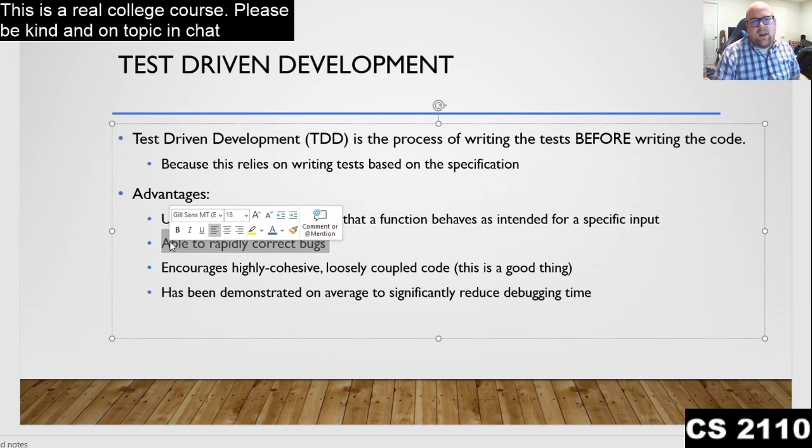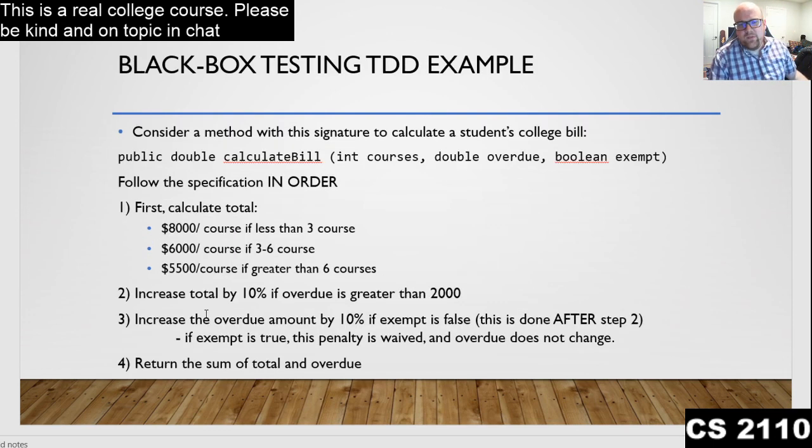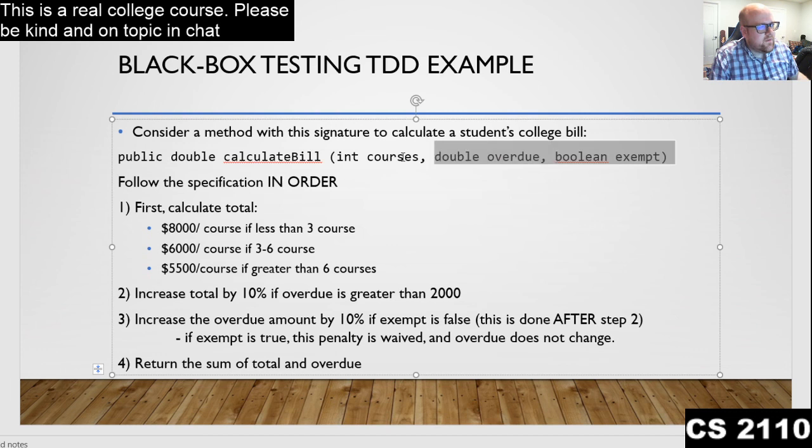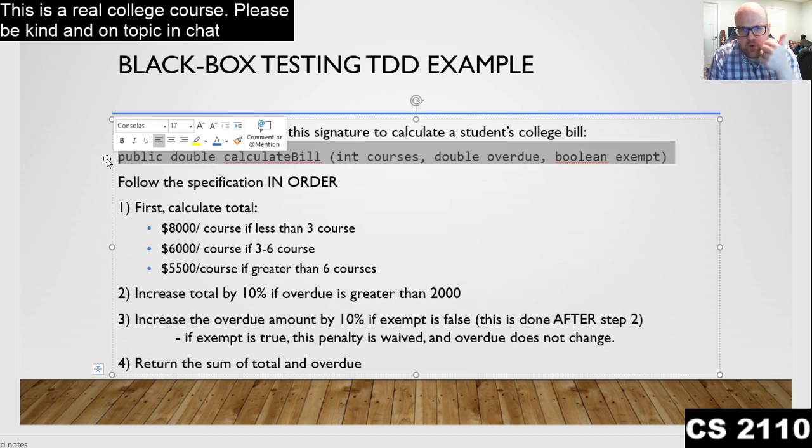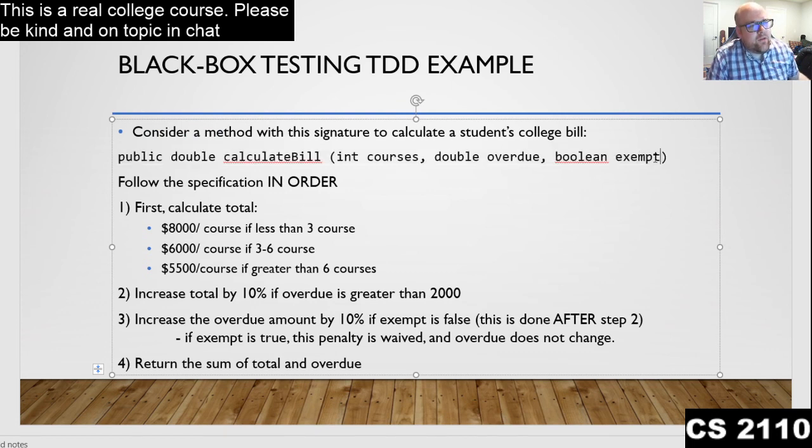So we're going to do a test-driven development exercise. And let's start with this example. Let's say we're writing a function called calculateBill that takes in 3 inputs: a number of courses you are taking, an amount that you are overdue, that is, amount that you owe already before the bill is calculated, and then a boolean whether or not you are exempt from interest.